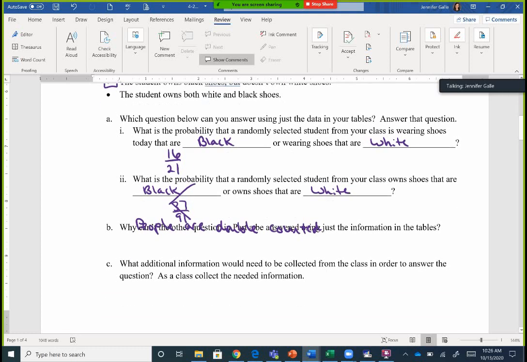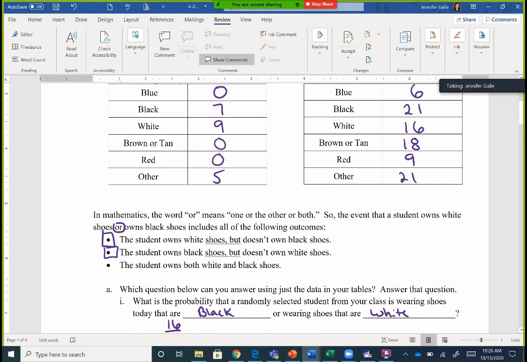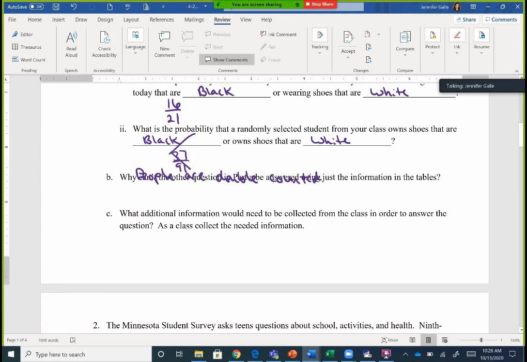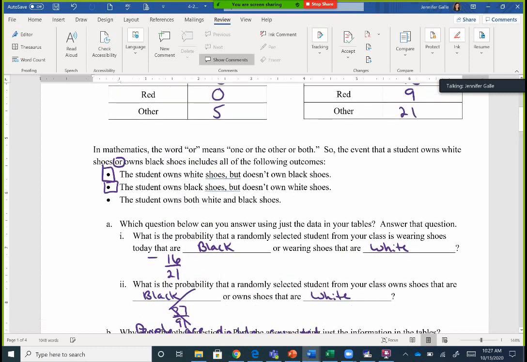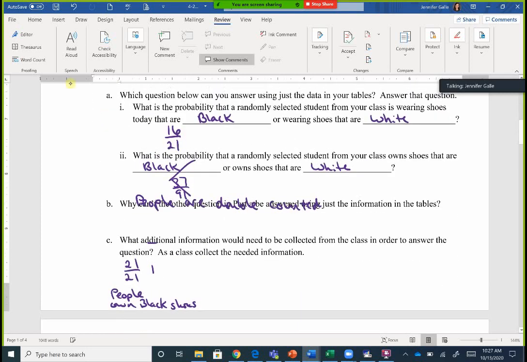So the people that own black shoes was everybody. 21 out of 21 people own black shoes. And then if we add into that, how many people owned white shoes? 16 that owned white shoes. We get too many. Holy smokes, we've got 37 out of 21. We talked yesterday, probabilities can't be bigger than 1. Because people are double counted.